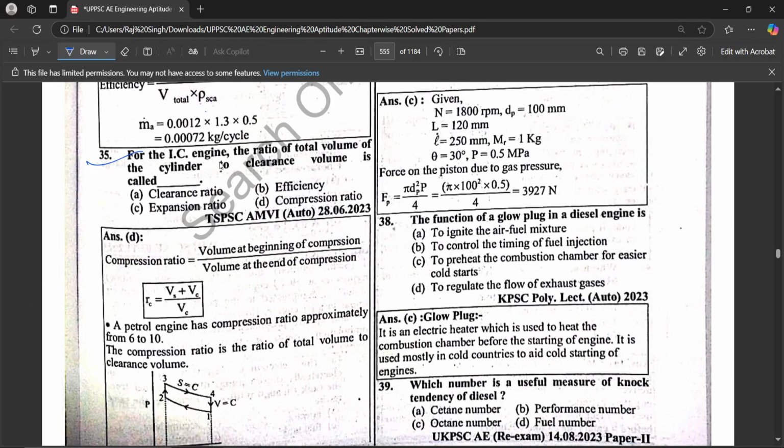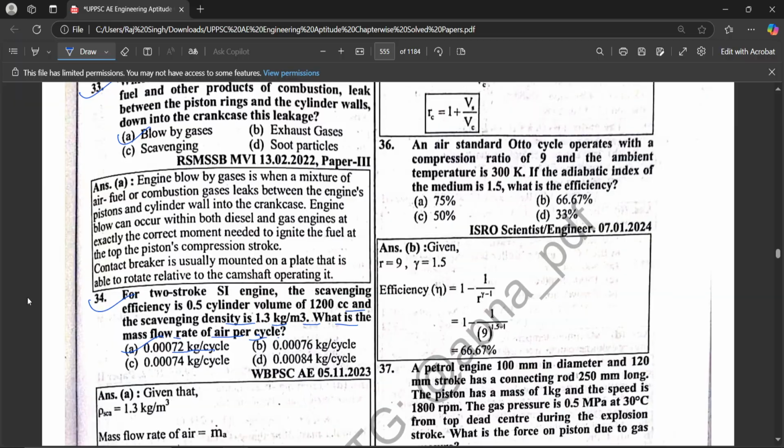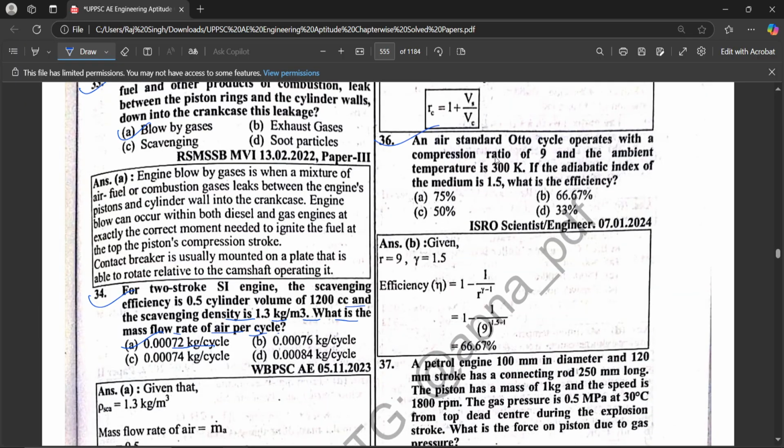For the IC engine, the ratio of total volume of the cylinder to clearance volume is called the compression ratio. An air standard Otto cycle operates with a compression ratio of 9 and the ambient temperature is 300 Kelvin. If the adiabatic index of the medium is 1.5, what is the efficiency? It is 66.67%.